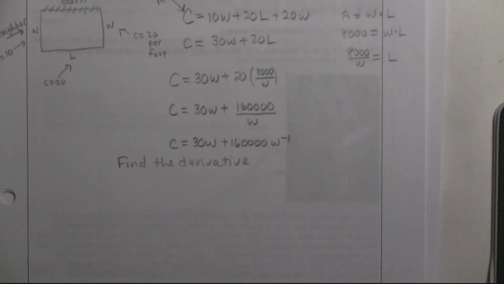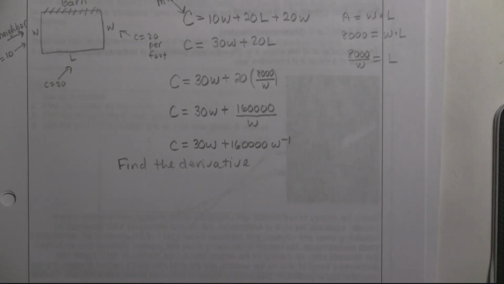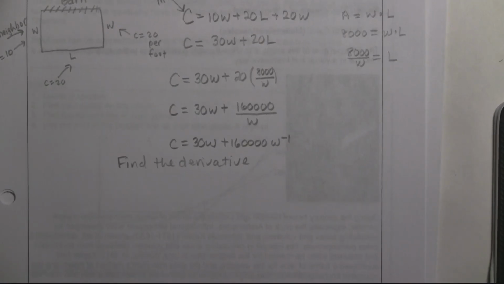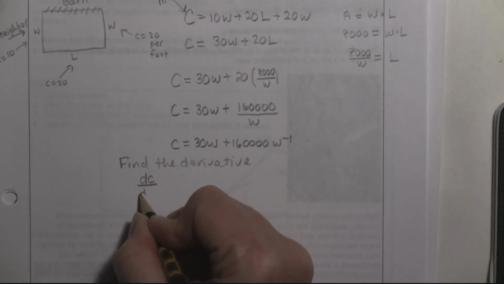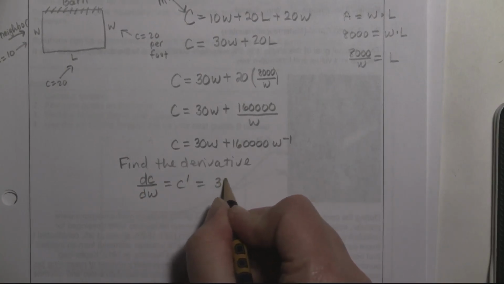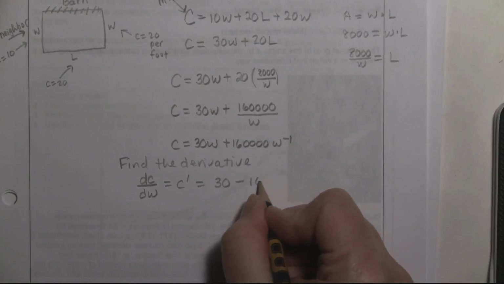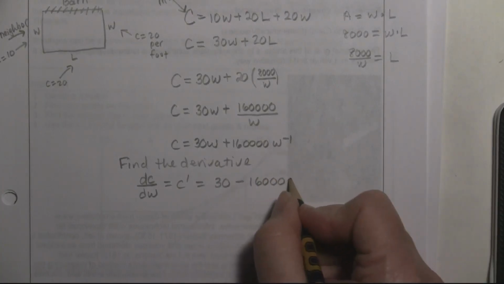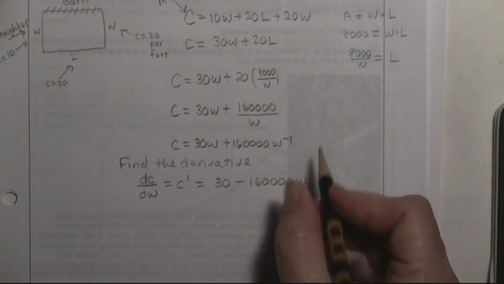Okay, so with respect to W, if I'd solved for L, then it would be with respect to L. I should have done that because I think I did W on the other one, but it doesn't matter. And so we're going to have here the derivative with respect to W, which you could call C prime, equals 30, right? So the derivative of this, and then minus 16 with 4 zeros, W, and then take away 1. So negative 1 take away 1 is negative 2.